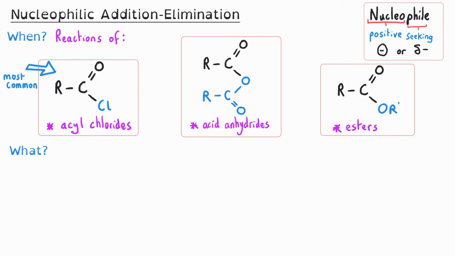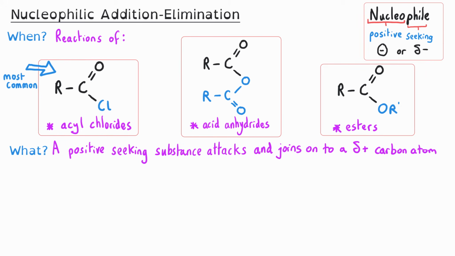What actually happens in a nucleophilic addition-elimination mechanism is a positive-seeking substance, the nucleophile, attacks and joins onto the carbonyl carbon atom, which will be electron deficient.